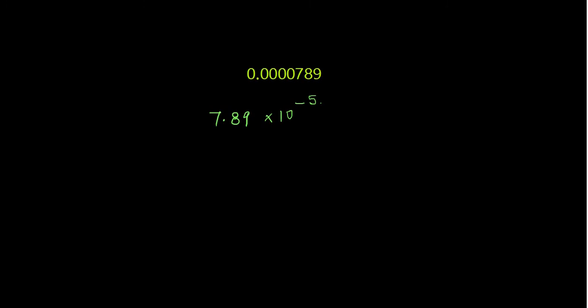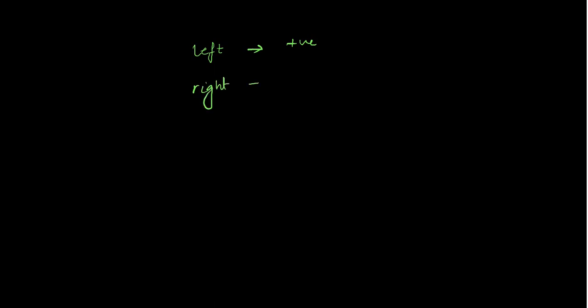And to summarize this, what we can say is that if I'm moving the decimal to the left, it yields a positive exponent, and if I'm moving the decimal to the right, that yields a negative exponent. So yes, that was it.